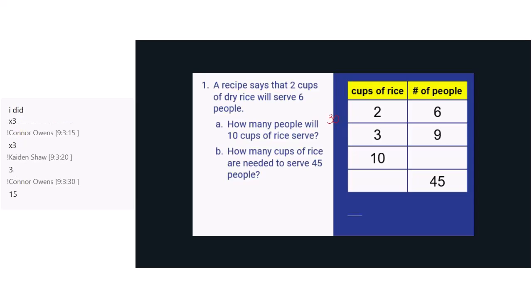And you can see that pattern all the way down the table. 9 divided by 3 is also 3. 30 divided by 3 is 10. That's going to help us answer the last question of how many cups of rice are needed to serve 45 people.